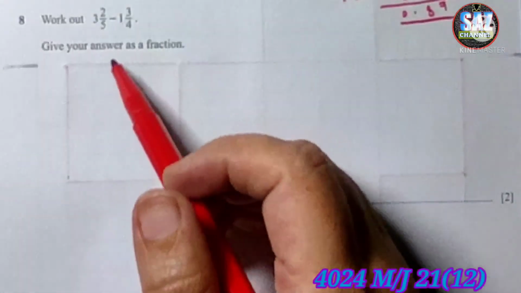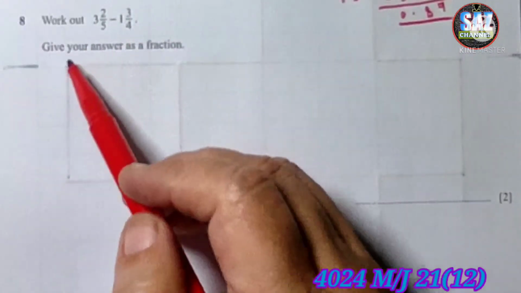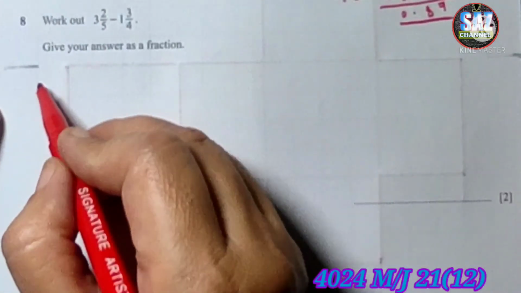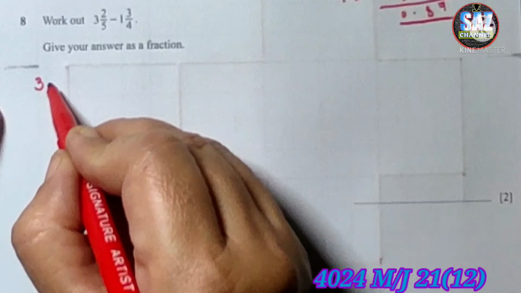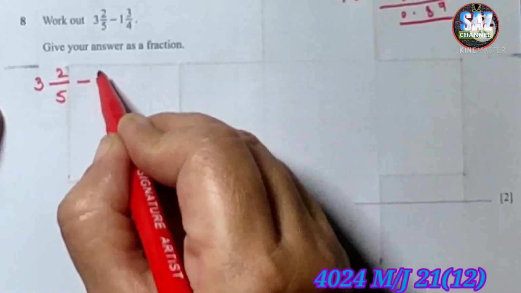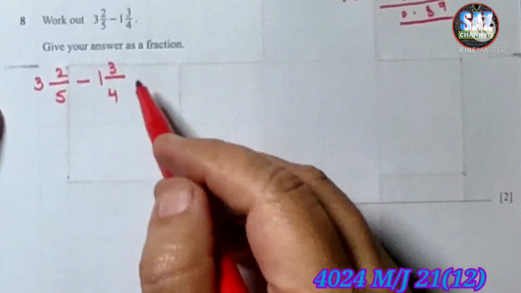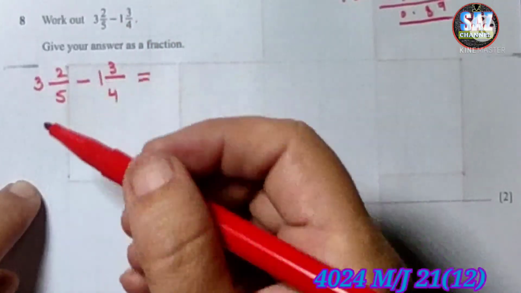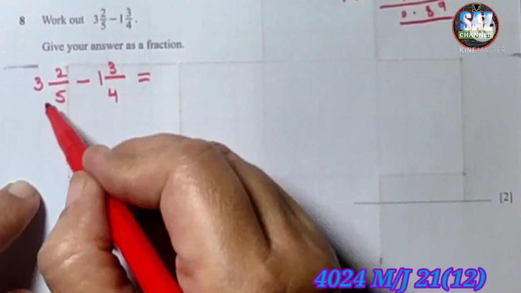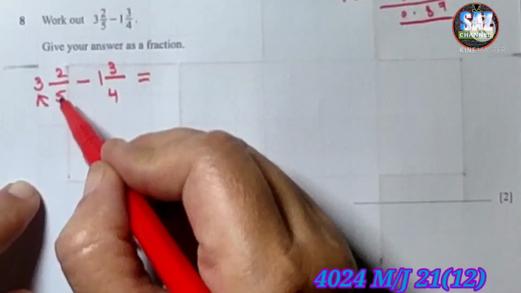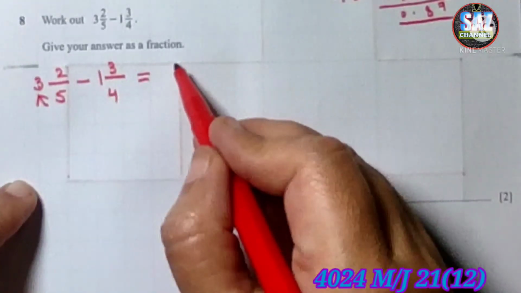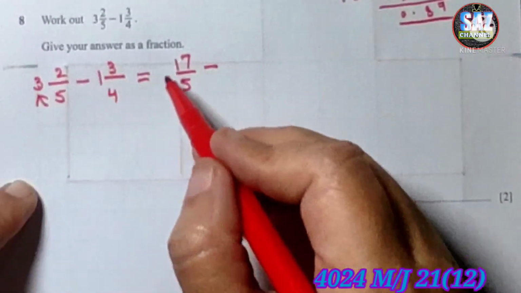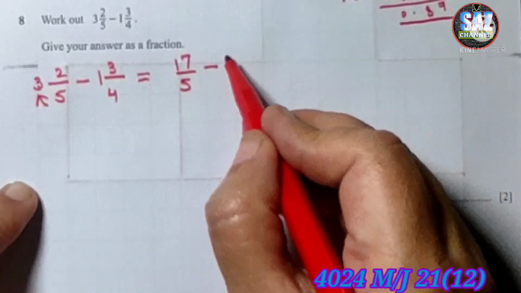The question says, work out 3 whole 2 by 5 minus 1 whole 3 by 4 and give the answer as a fraction. Very easy question. Again, the basics have to be really strong. Copy the question properly: 3 whole 2 by 5 minus 1 whole 3 by 4. So what we have to do is turn these mixed numbers into improper fractions. 5 3s are 15 plus 2 is 17 by 5, minus 4 1s are 4 and 3, 7 by 4.